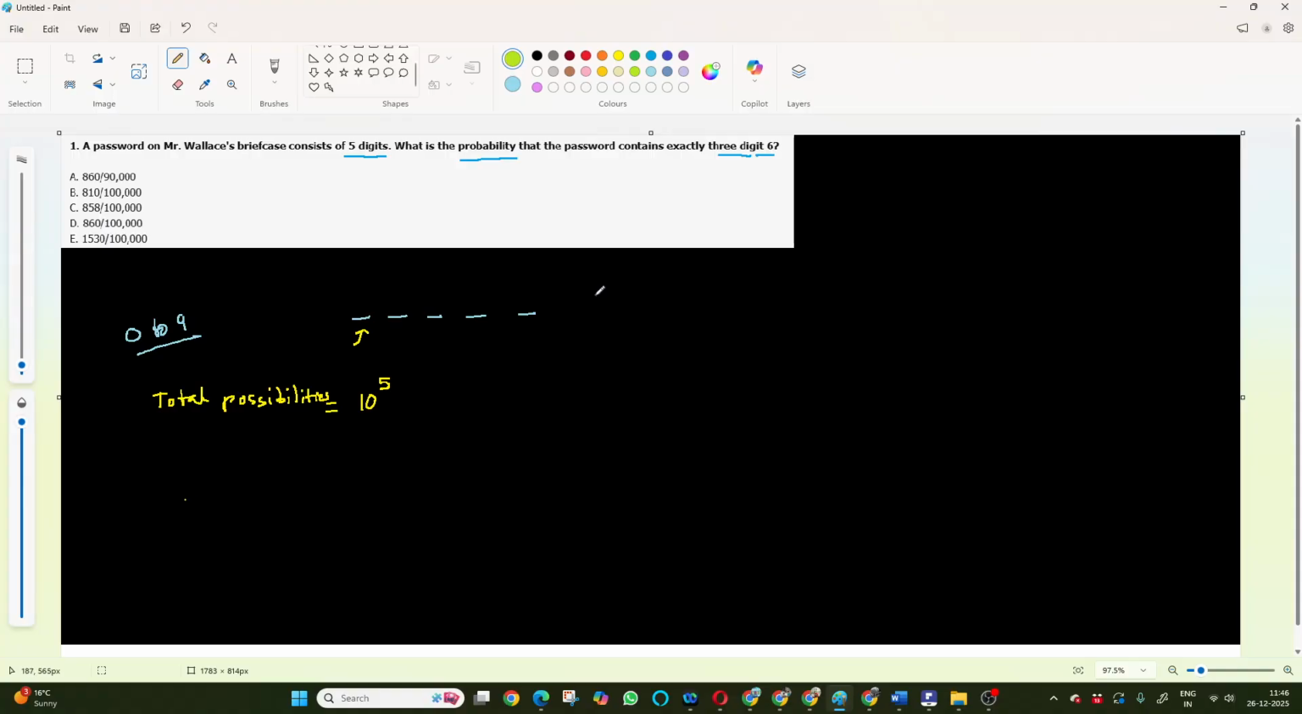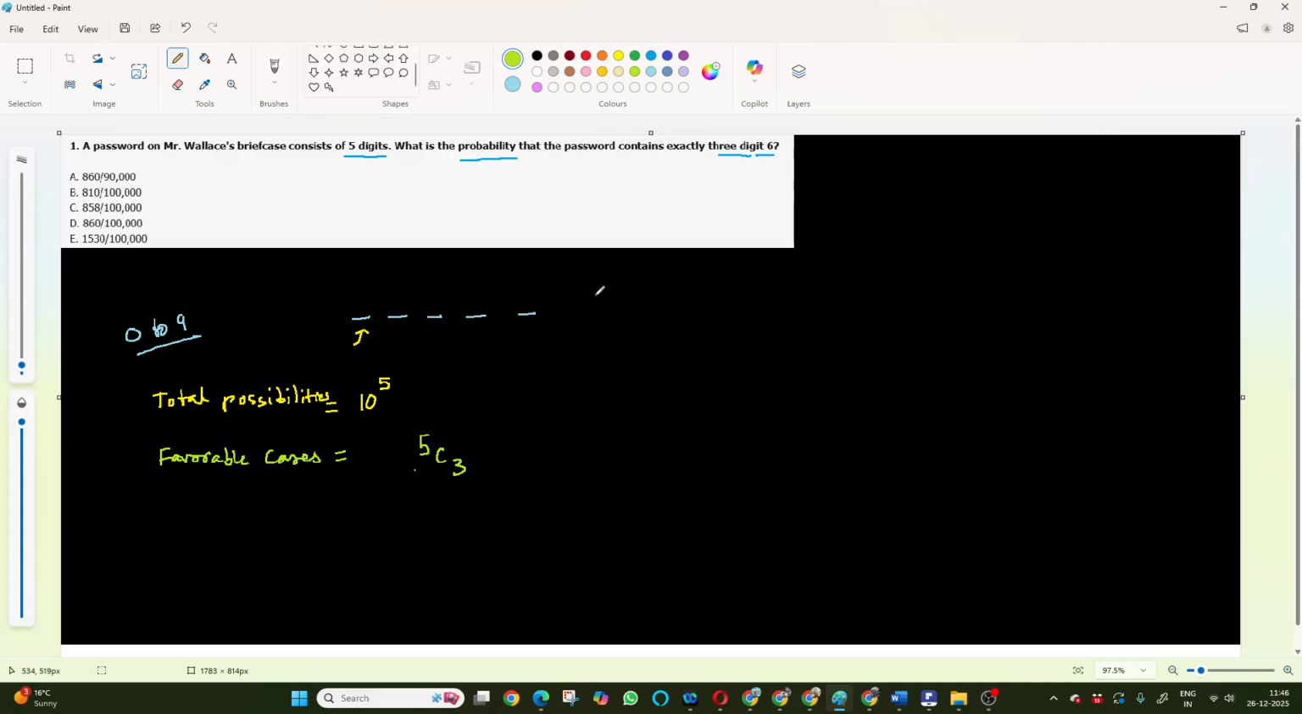Okay. Now let's talk about the part where we are looking at favorable cases. So what are our favorable cases? Now remember, the restriction is that 3 of these slots have to have one specific digit, which is 6. In order to move forward, first we need to identify which those 3 slots are out of these 5 slots. Now that can be done in 5C3. We are choosing 3 slots out of 5 where we can place those 6s.